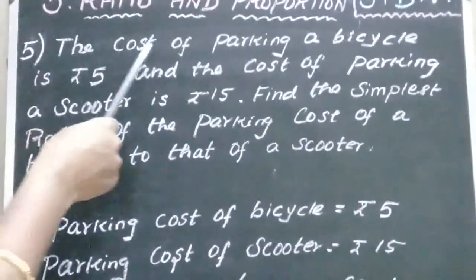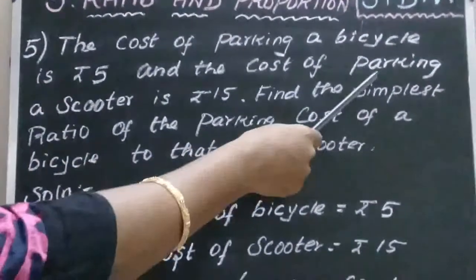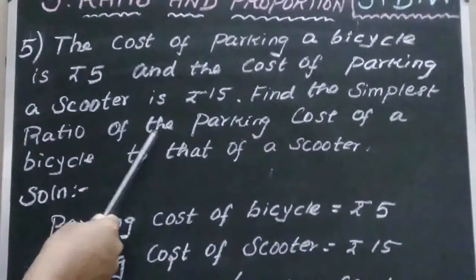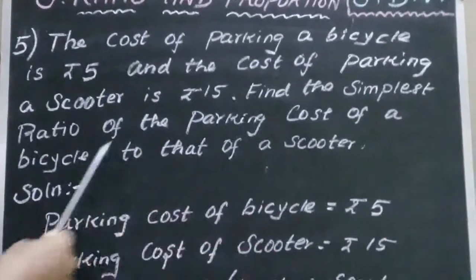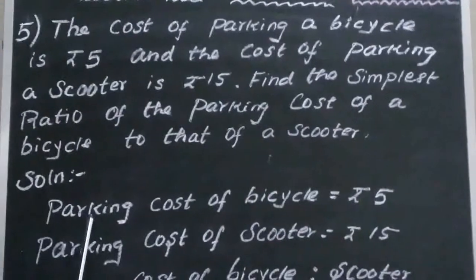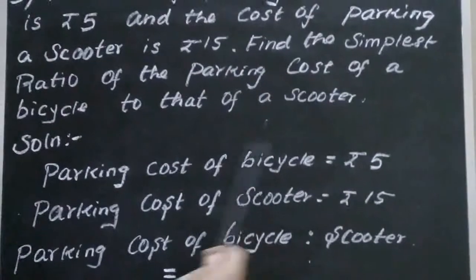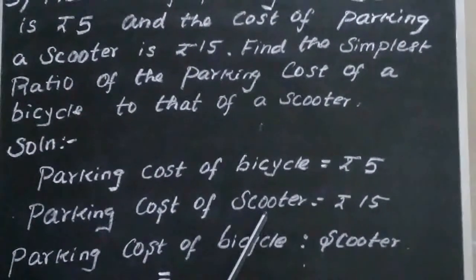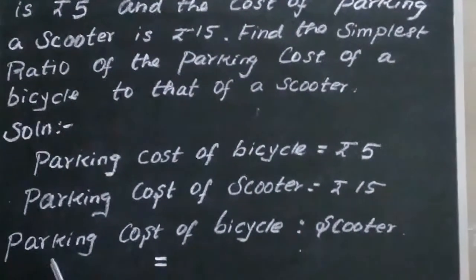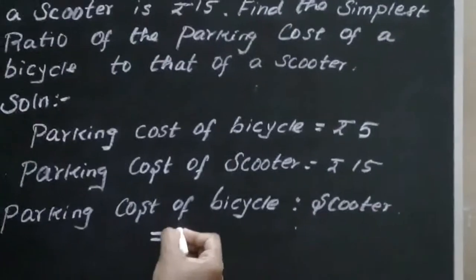Fifth question, the cost of parking a bicycle is ₹5 and the cost of parking a scooter is ₹15. Find the simplest ratio of parking cost of bicycle to that cost of scooter. Here what is the given value? The parking cost of bicycle is given, that is ₹5. The parking cost of scooter is given, that is ₹15. We have to find the ratio format of parking cost of bicycle and scooter. So the bicycle cost is ₹5.